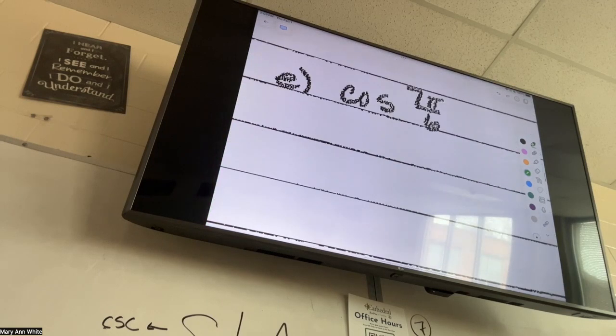All right, this one's an easy one. Cosine of 7 pi over 6. Cosine is which value, X or Y? X, good. And so my X at 7 pi over 6 is negative root 3 over 2.